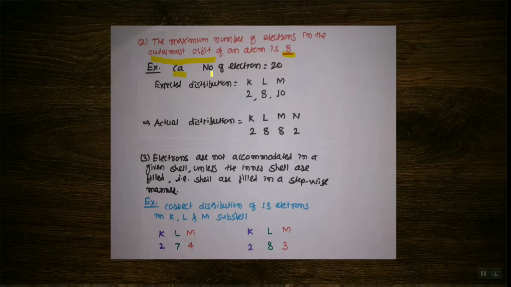For example, calcium has atomic number 20, which means the number of electrons is 20. The expected distribution would be K, L, M: in K 2 electrons, in L 8 electrons, and in M 10 electrons. But the actual distribution is K 2, L 8, M 8, and N 2. The capacity of M is 18 electrons, but here we have to put 8, and then put 2 in the next shell.